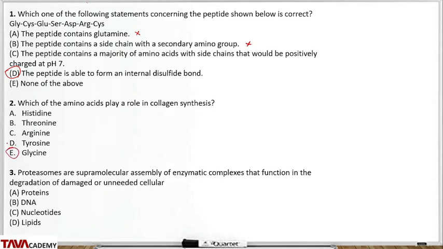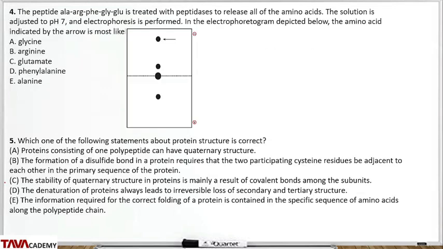The answer is glycine. Proteasomes are supramolecular assemblies of enzymatic complexes that function in the degradation of damaged or unneeded cellular proteins. So proteasomes digest proteins. The peptide alanine, arginine, phenylalanine, glycine, glutamate is treated with peptidases. So the peptidases broke the bonds and separated them to release all the amino acids.